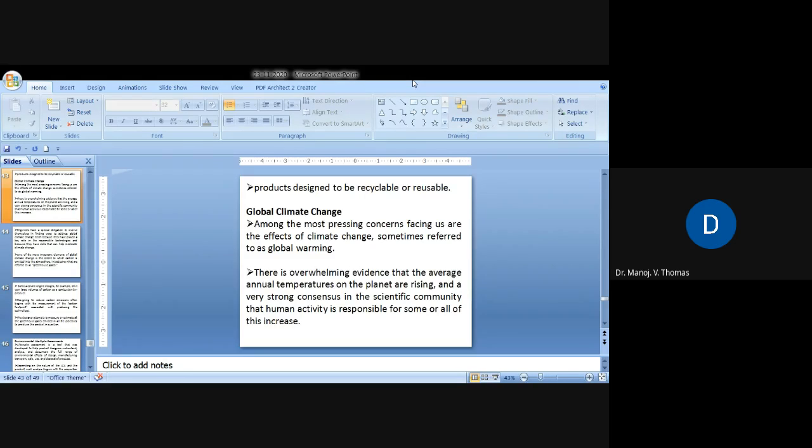Among the most pressing concerns facing us are the effects of climate change, sometimes referred to as global warming. There is overwhelming evidence that the average annual temperature on the planet is rising, which is an alarming issue, and there is a very strong consensus in the scientific community that human activity is responsible for some or all of this increase.